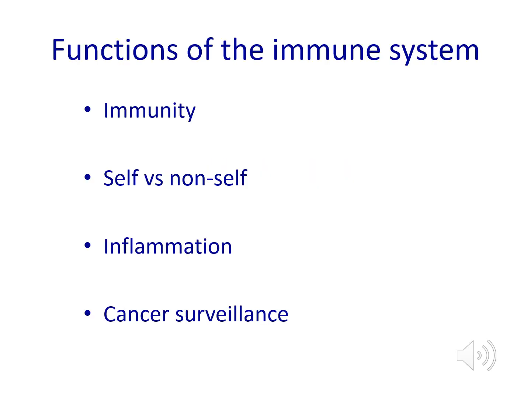So you remember last class period we said there were 4 functions of the immune system, and we had already talked about cancer surveillance during the cell part 2, and last class period we talked about immunity. So this class period we're going to focus on differentiating between self versus non-self and inflammation.